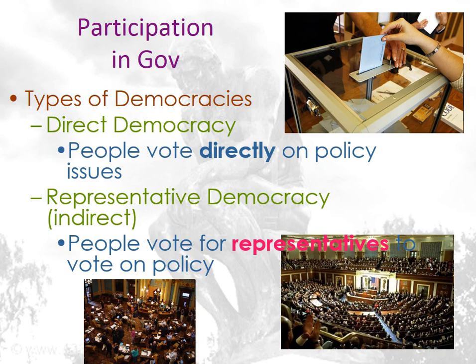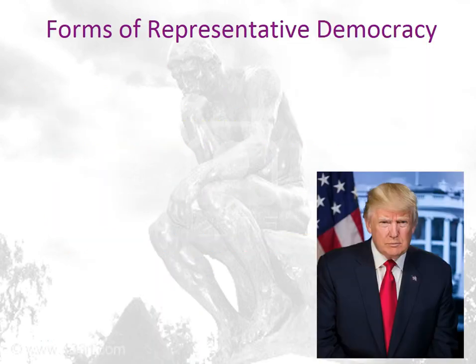This is what we have in America. In fact, this is the type of democracy that most countries in the world have. In a representative democracy, people vote for representatives, and those representatives make the policy. So maybe every 2 years in the case of the House of Representatives, every 4 years for the president, every 6 years for the Senate. People vote for the president or the House or the Senate, and those people will then make the laws for the next 2, 4, 6 years.